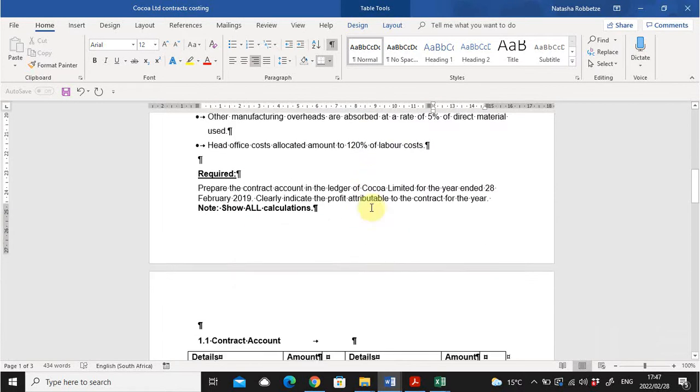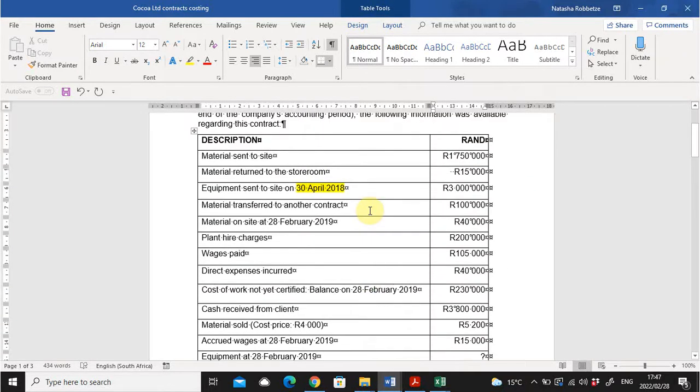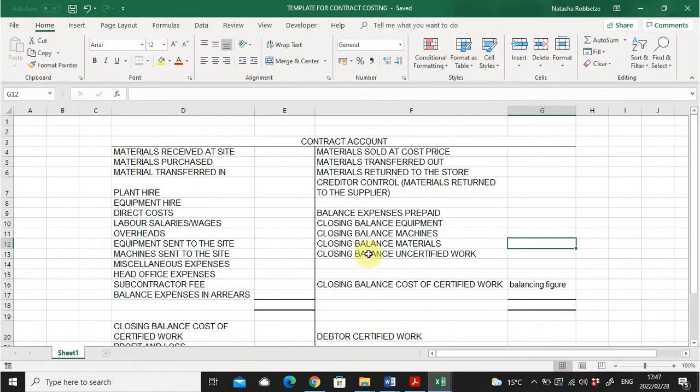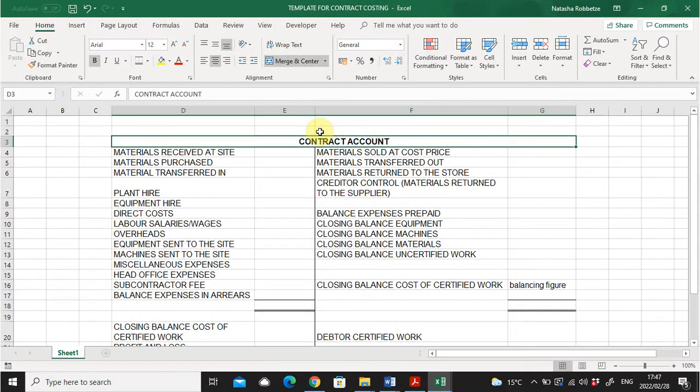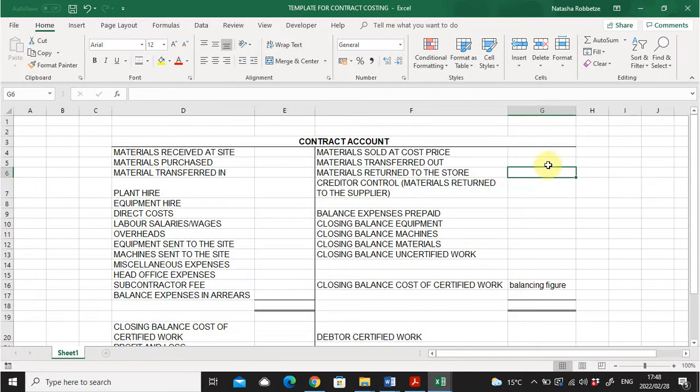And this file also contains the memo already, but I am going to explain it on an Excel spreadsheet as well, just to make sure that you understand where the figures came from. All right, so what I am going to do is I'm first going to open my template. So this is the template for the contract account that I have uploaded to Blackboard.